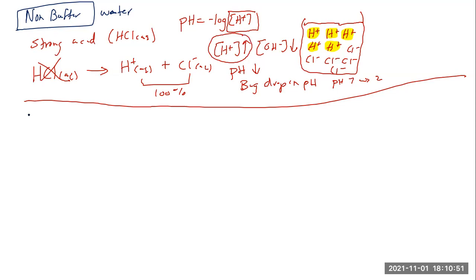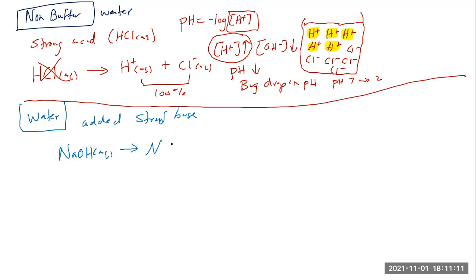Now, what would happen if we, to our same water, which again is not a buffer solution, we added a strong base like sodium hydroxide? When we add sodium hydroxide again to our water, which is a non-buffer solution, we will get 100% sodium ions and hydroxide ions. That should be OH minus.